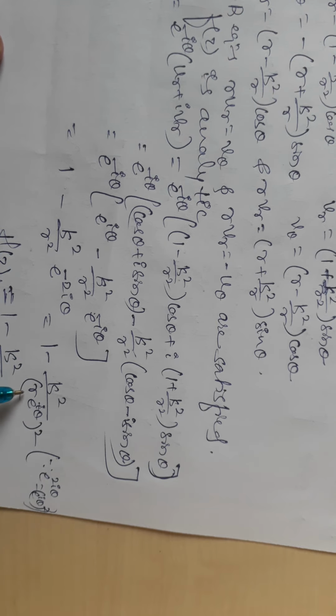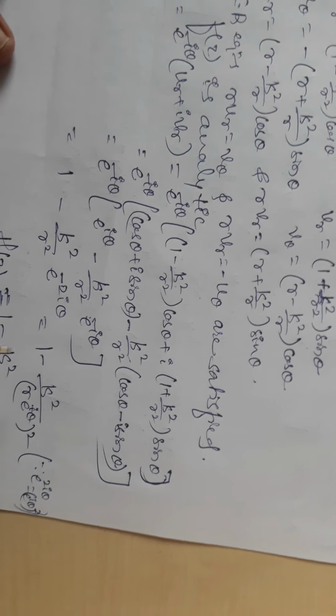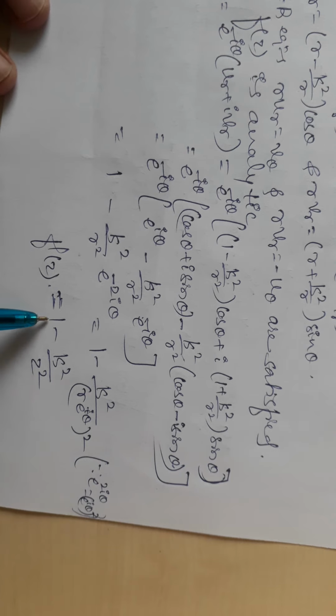Now we have r into e to the power i theta is z, therefore 1 minus k square by z square, which is the differentiation of the given function.